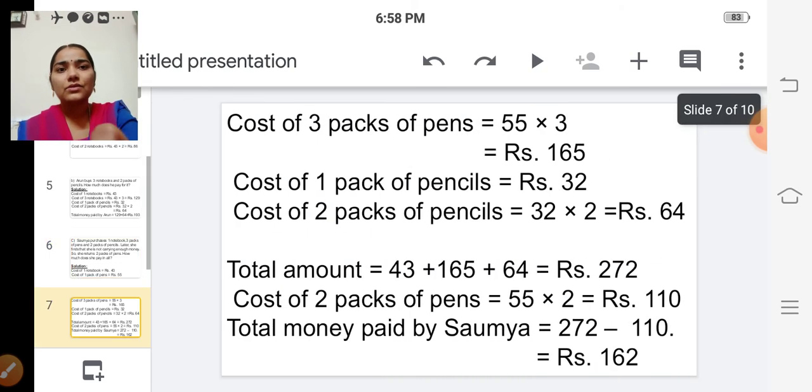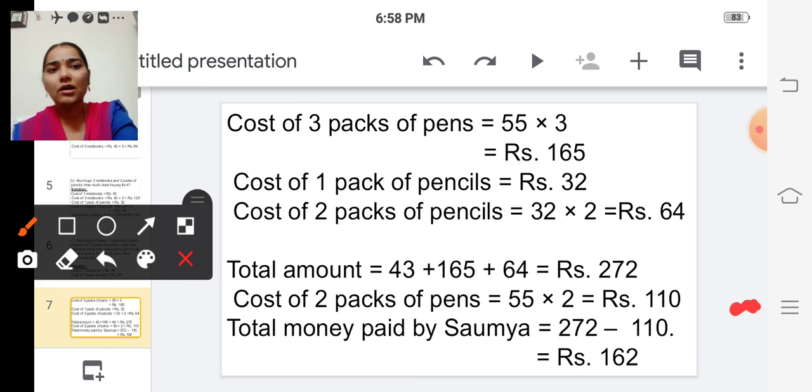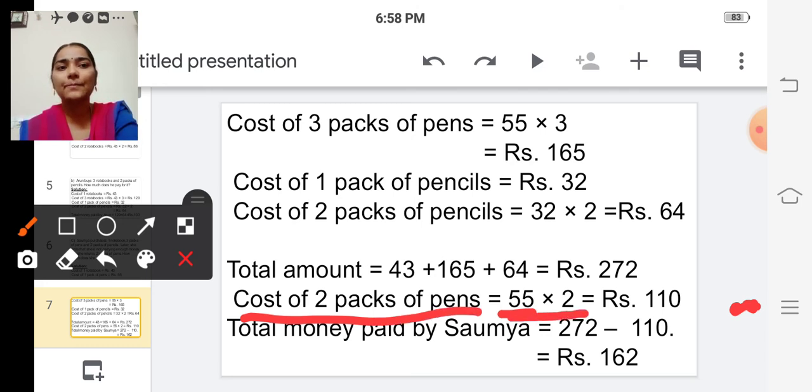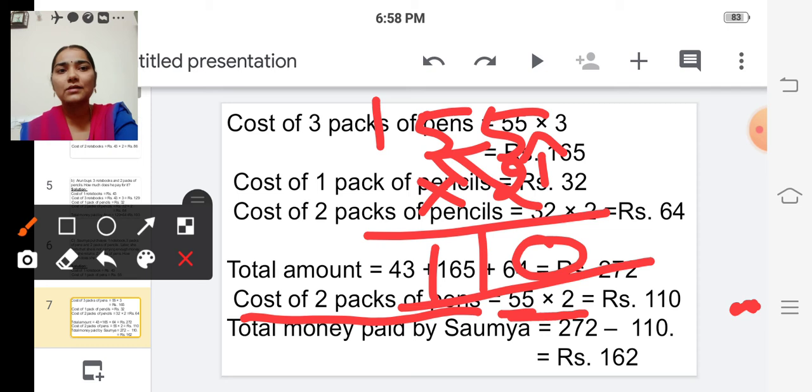Okay. So cost of 2 packs of pens is equal to 55 into 2. So cost of 1 pack of pen is 55 and we are going to find out cost of 2 packs of pens. So we are multiplying 55 into 2. So 5 twos are 10 and carry over 1 to the next place. 5 twos are 10. 10 plus 1 is 11. So cost of 2 packs of pens is rupees 110.